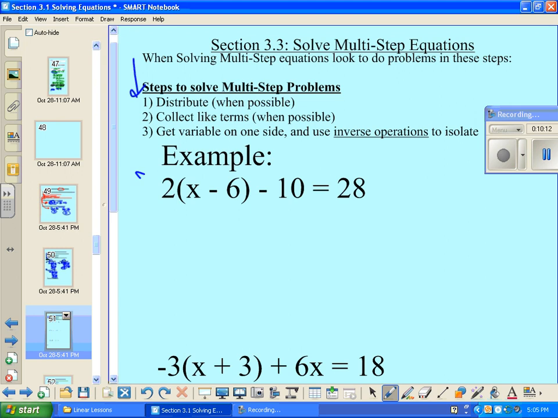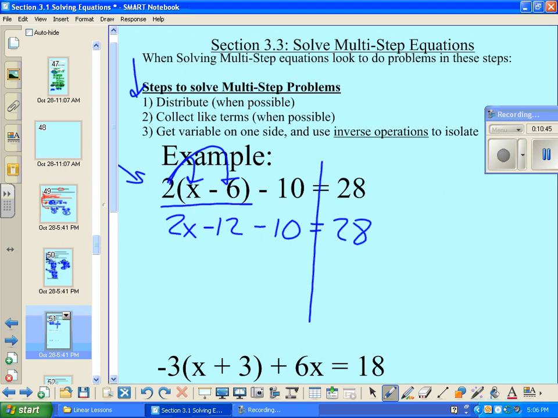So let's look at this example here. It doesn't have a number, but we'll look at this one. It says 2 times in parentheses x minus 6, minus 10 equals 28. In this problem, I'm going to go through my steps. Can I distribute somewhere? Yes, I can. Right here, I have a 2 outside of parentheses. So if I can do that somewhere in a problem, I'm going to do that first. 2 times x and 2 times 6. 2 times x just gives me 2x. 2 times 6 gives me 12, so this becomes 2x minus 12. Then I also still haven't dealt with this minus 10 here, and that equals 28. So that's what I've got on my next line. I distributed first. That was my first step.